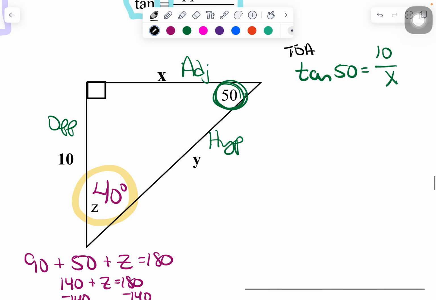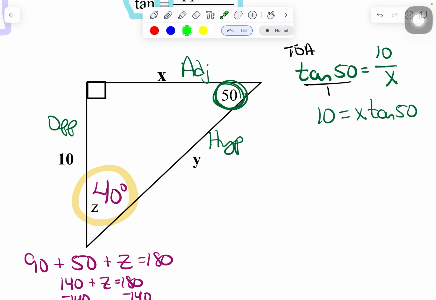And so if I now want to solve for x, I'll put this over 1, and I'm going to cross multiply. So 1 times 10 is 10. X times the tangent of 50 is x times the tangent of 50. I want to solve for x here. This is a little extra step than the last problem because in the last ones, x was already by itself. This one, not so much. Divide both sides by the tangent of 50.